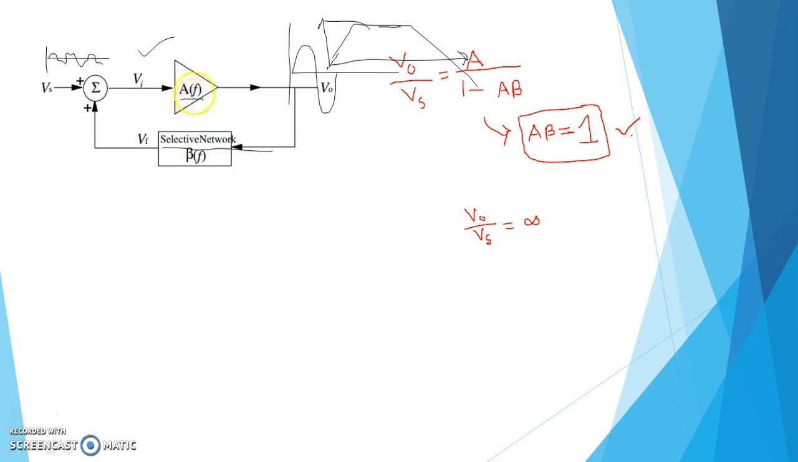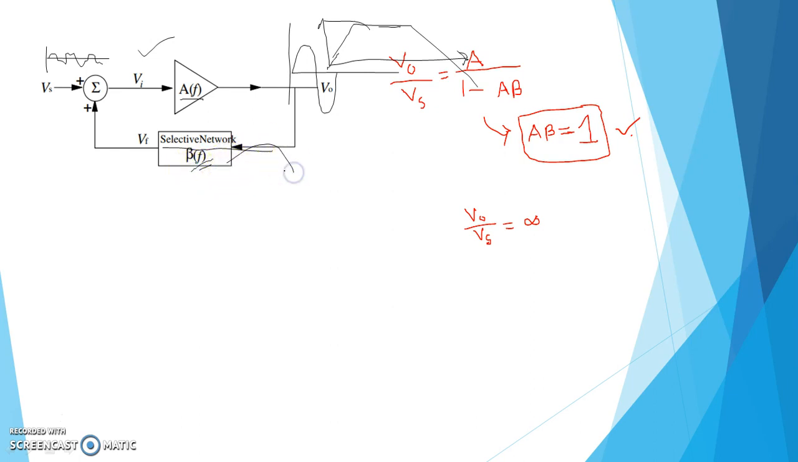So the basic amplifier block gain is frequency dependent, and one of the important characteristics in positive feedback to make an oscillator is that the selective network is also frequency dependent. That means the gain of this selective network is frequency dependent. That means we make the selective network with inductor, capacitor, etc. When I discuss the practical selective network in my next videos, you can clearly understand. So the selective network beta is frequency dependent, so I have denoted it by beta f.